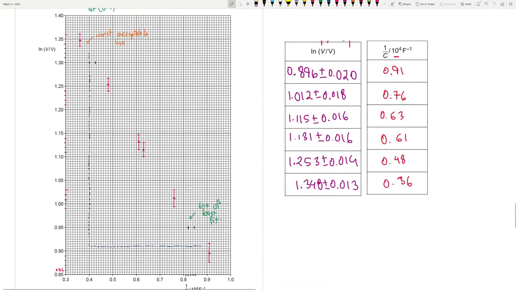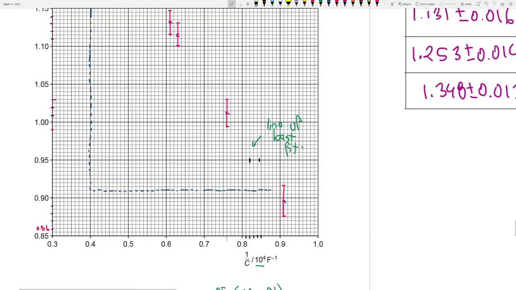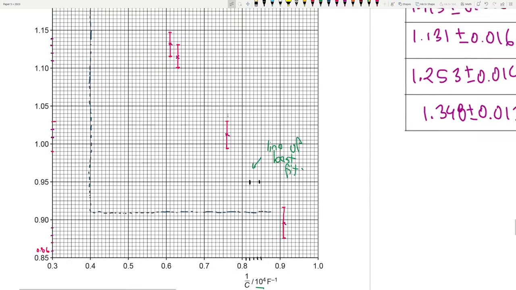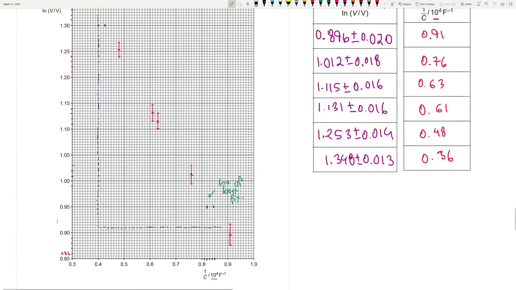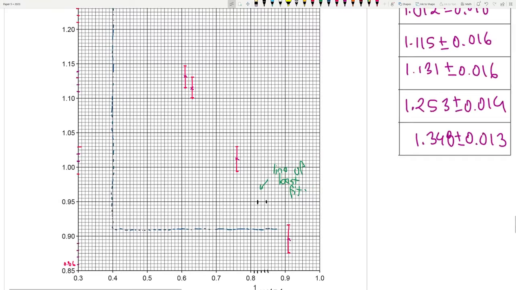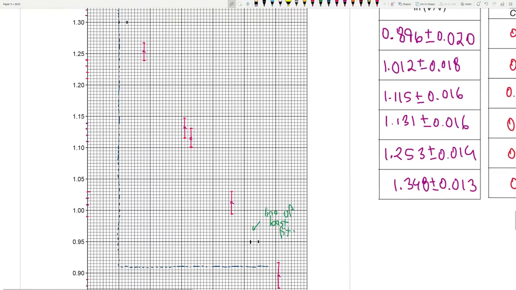And then the next point, 1.012 at 0.76. So at 0.76 over here, you got 1.012. This is 1.01, this is 1.02. 1.012 should be somewhere over here, and it's basically plus minus 0.018. So if you add this up, it goes up to 1.030 up top, and below it, let's do the math, 1.012 minus 0.018, it goes to 0.994. Okay, so I drew it somewhere around there, 0.995 ish.